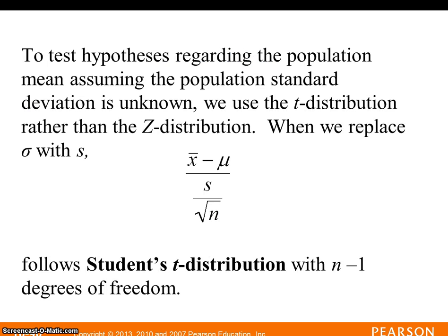To test a hypothesis regarding the population mean, assuming the population standard deviation is unknown, we will use the t distribution in this case rather than the z distribution. When we replace sigma with s, we get this equation, and this follows Student's t distribution with n minus 1 degrees of freedom.